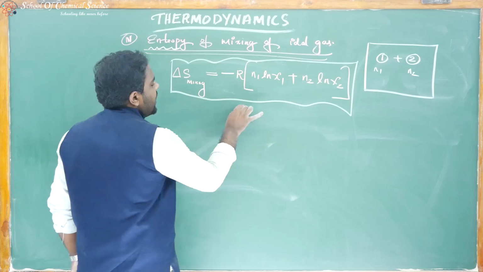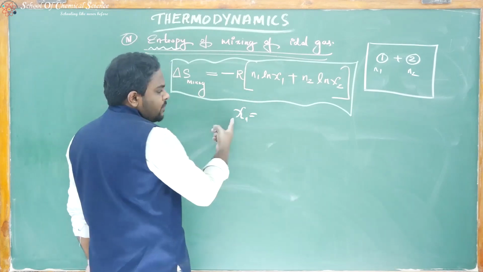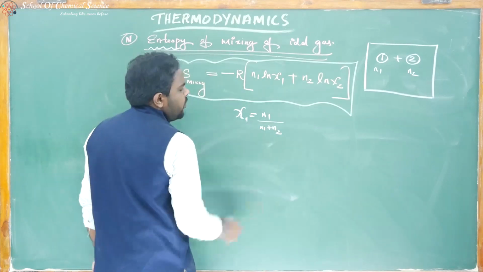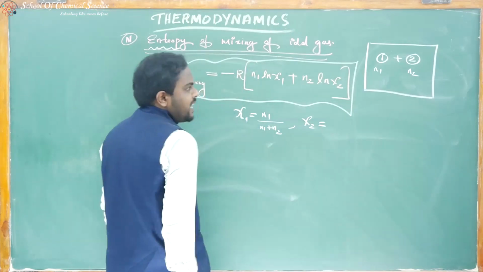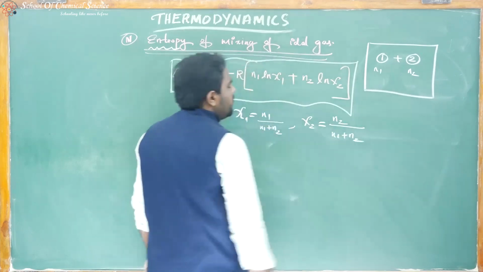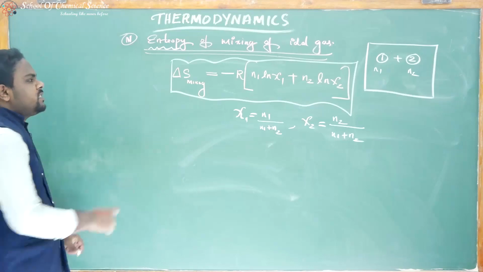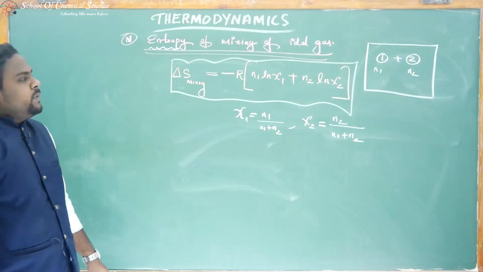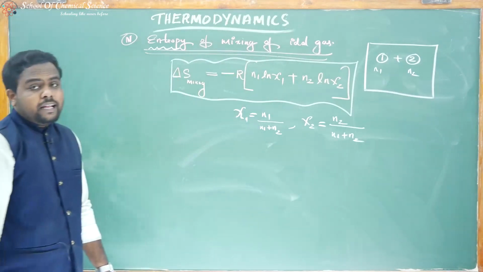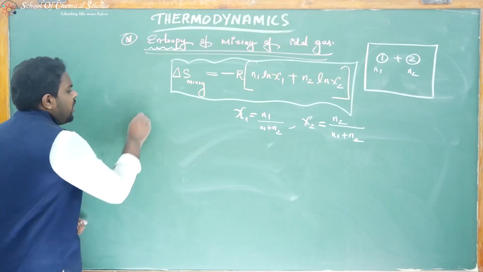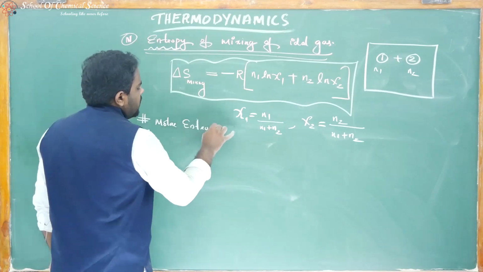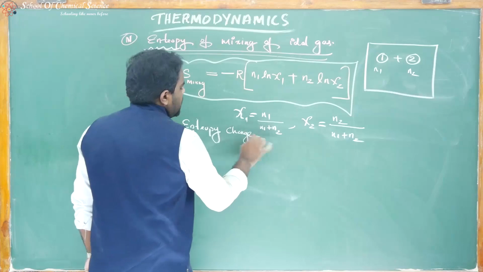Here chi1 is the mole fraction. Chi1 is equal to number of moles of the first component divided by total number of moles, and chi2 is the mole fraction of the second component, equal to number of moles of the second component divided by total number of moles. So this is chi1 and chi2. This is the equation for entropy change for mixing, minus R into bracket N1 ln chi1 plus N2 ln chi2. Then molar entropy change for mixing.